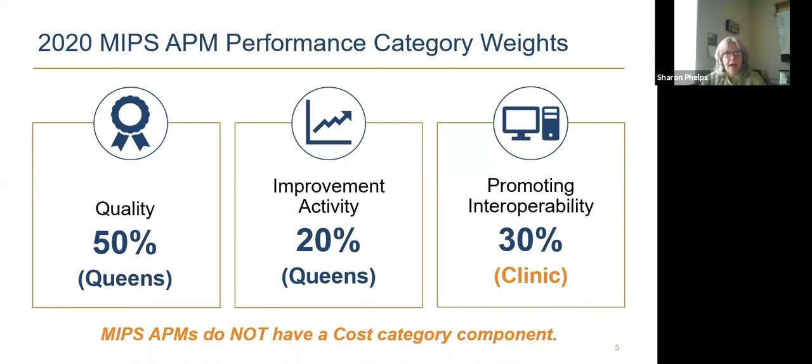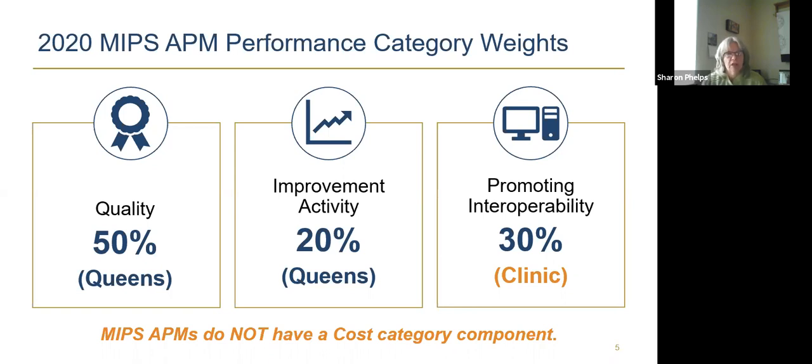So the MIPS APM performance category weights, the quality category, you get 50% weighting in the quality category. Queens is responsible for reporting quality, and later, end of this year, beginning of next year, they will work with you on gathering the data that is needed to be able to report the quality data. The improvement activity category has a 20% weight towards your final MIPS score for the year, and all of the activities that the MSSP does count towards the improvement activities. So Queens will be reporting those improvement activities on your behalf.